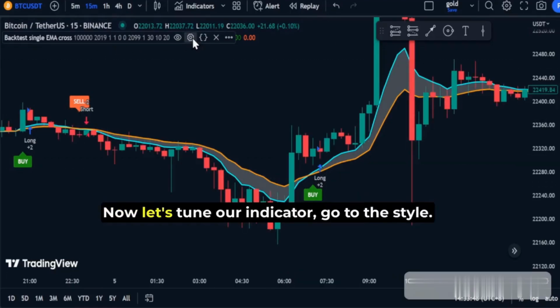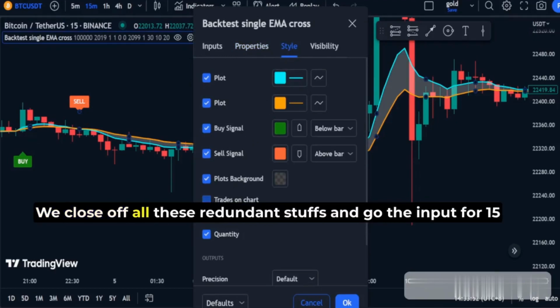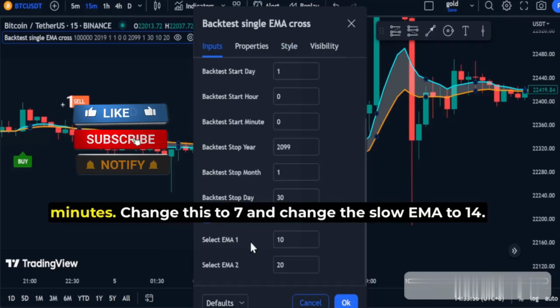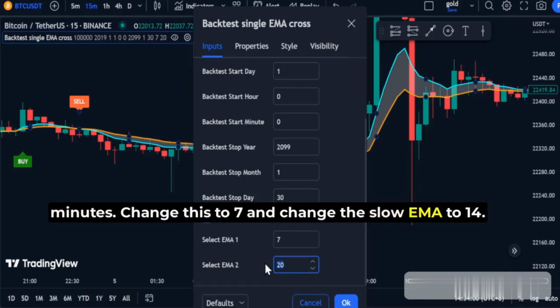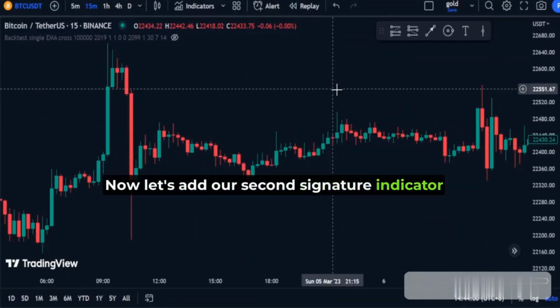Now, let's tune our indicator. Go to the style, we close off all this redundant stuff, and go to the input. For 15 minutes, change this to 7, and change the slow EMA to 14. Now let's add our second signature indicator into our chart.